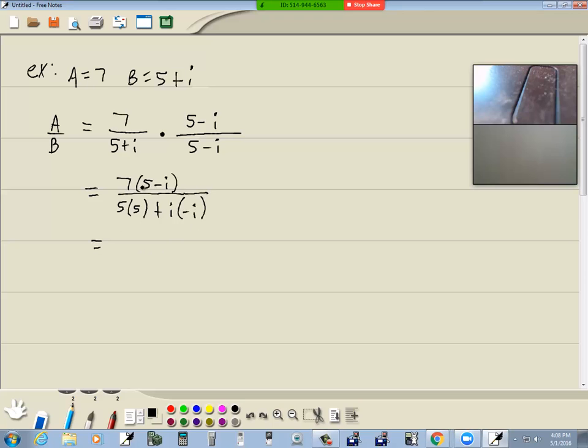Now up on top, this is a distributive property. 7 times 5 is 35, minus 7 times i is 7i. On the bottom, 5 times 5 is 25, and a positive times a negative is negative, and i times i is i squared. So we got 35 minus 7i over 25 minus, and remember i squared is always equal to negative 1, so I can replace the i squared with negative 1.